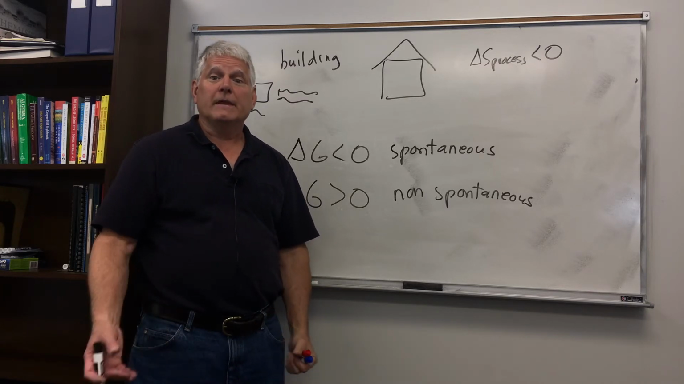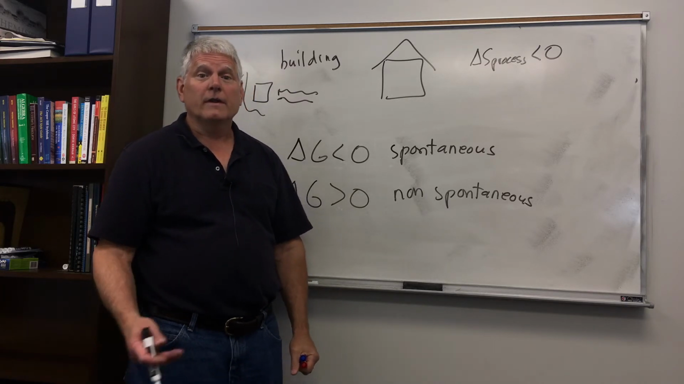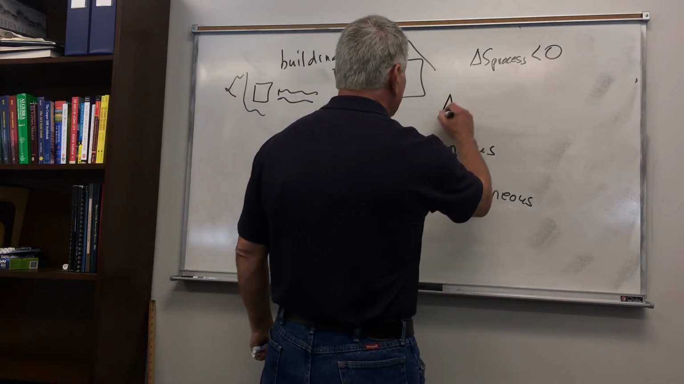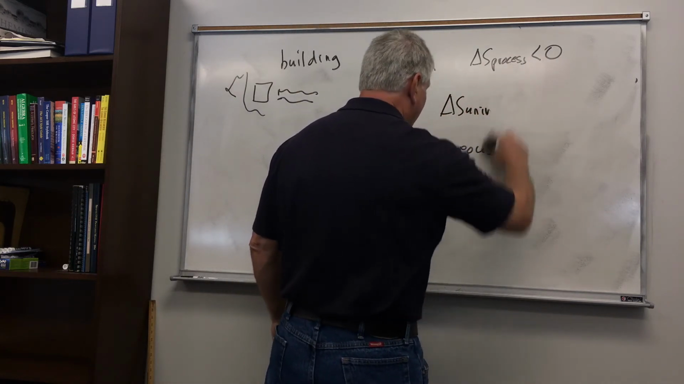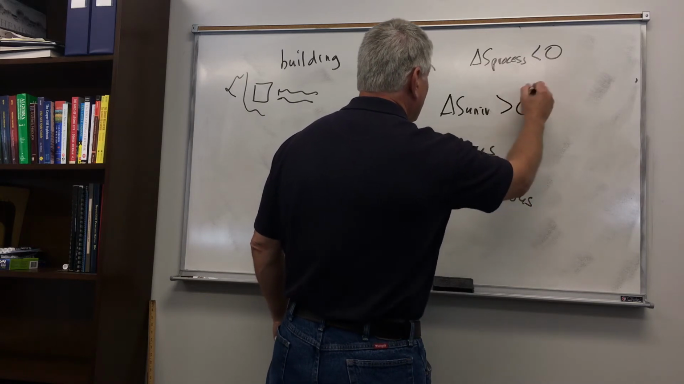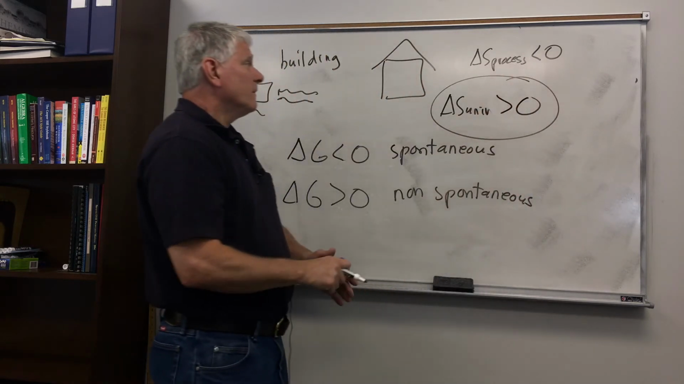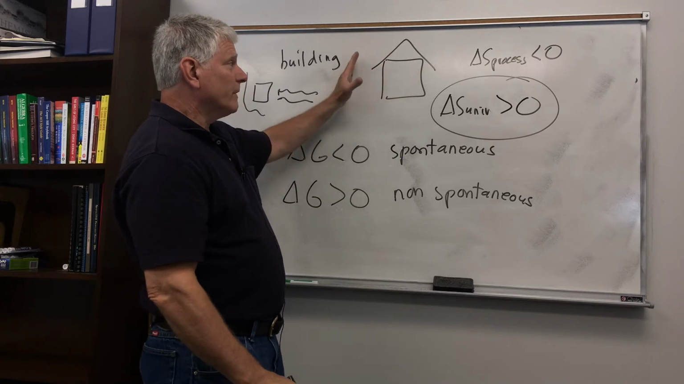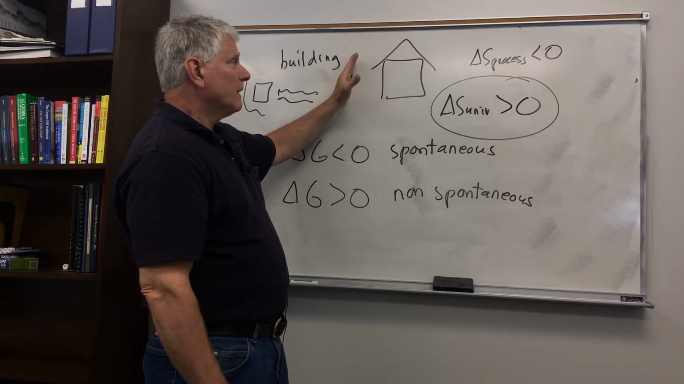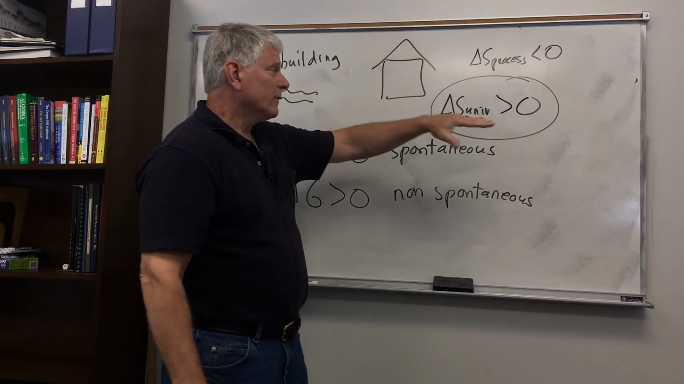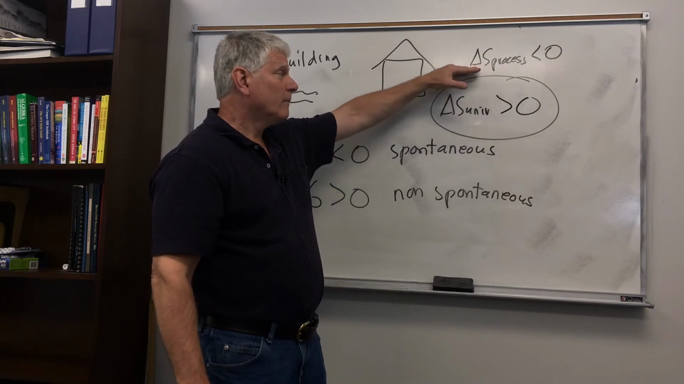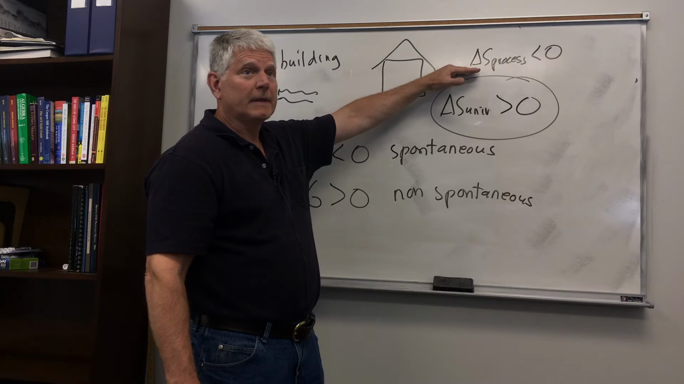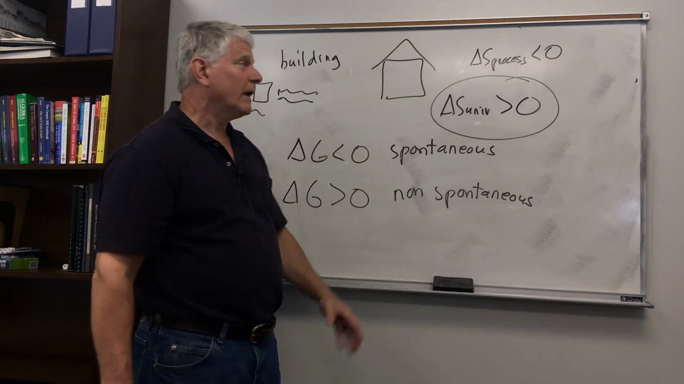So how come the process occurred? The delta S of the universe is positive. So the delta S of our system, building the building, is negative, but delta S of the universe is positive. So where did that other positive part of the entropy come from? Well, the entropy of the surroundings.